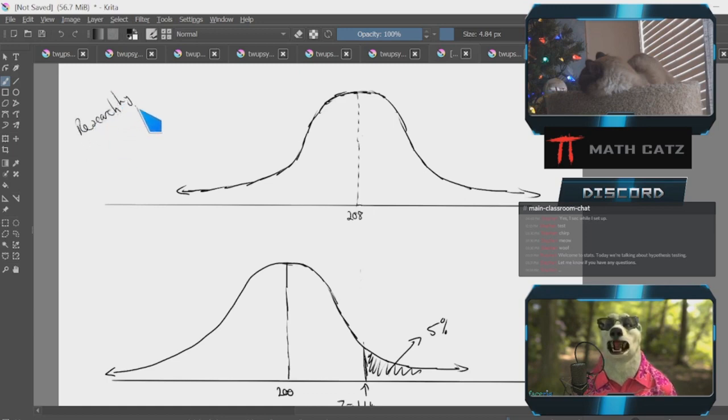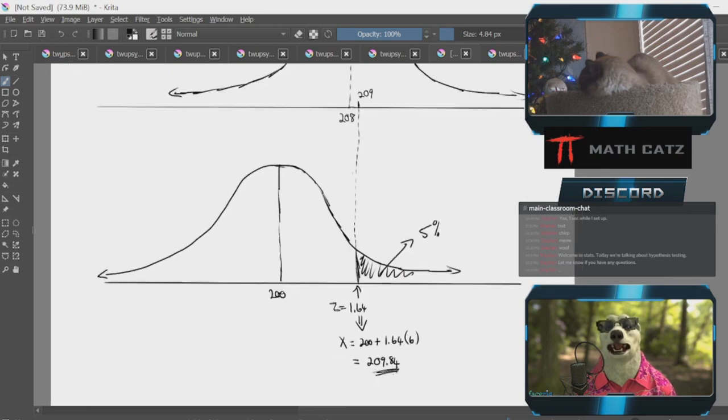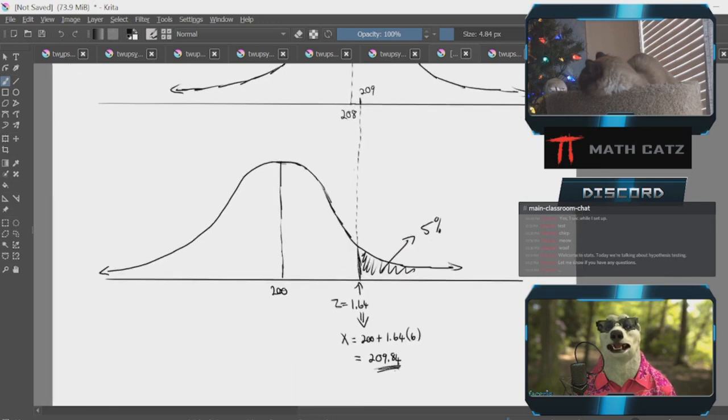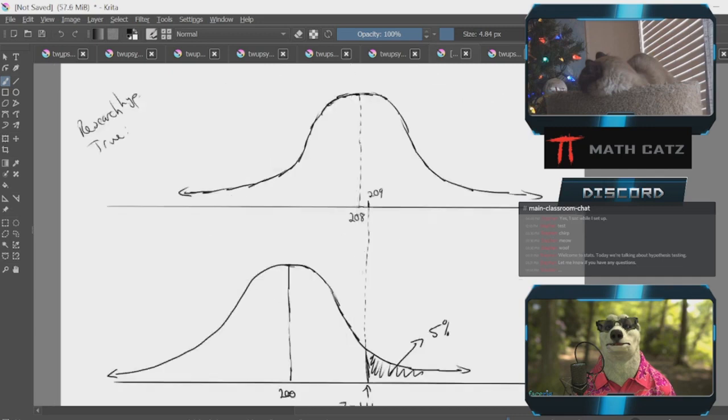So if this is actually the case, research hypothesis true, then we're actually looking at this distribution up at the top. And if I follow this 209.84, scroll down, laptop, come on. There we go, thank you. 0.84. I'm trying to write. Come on, laptop, you can do it. I need you. Just can't do anything too fast. The laptop needs time to think.